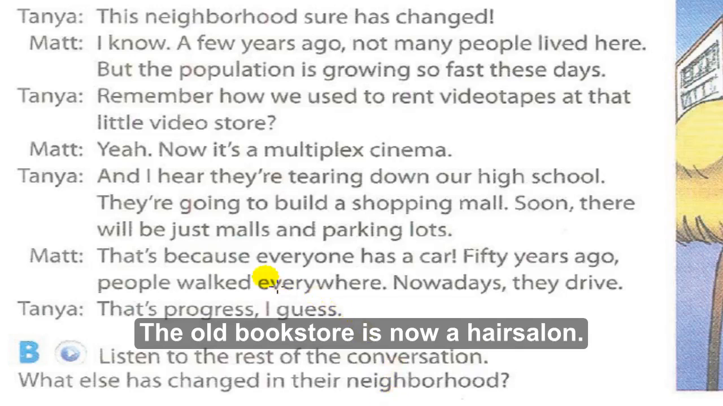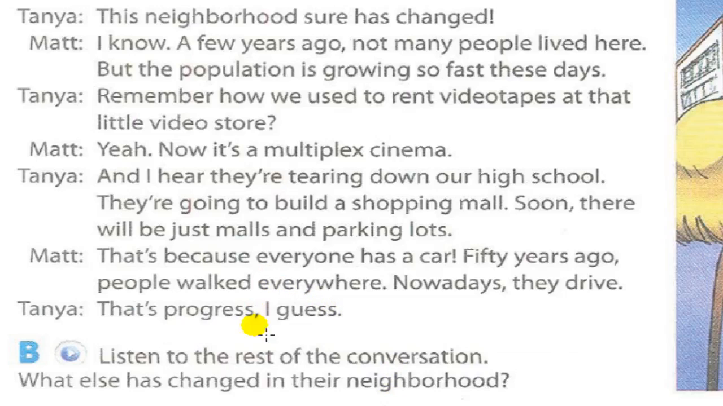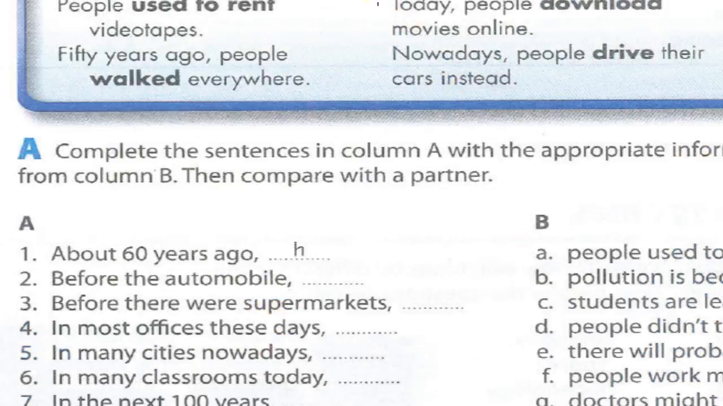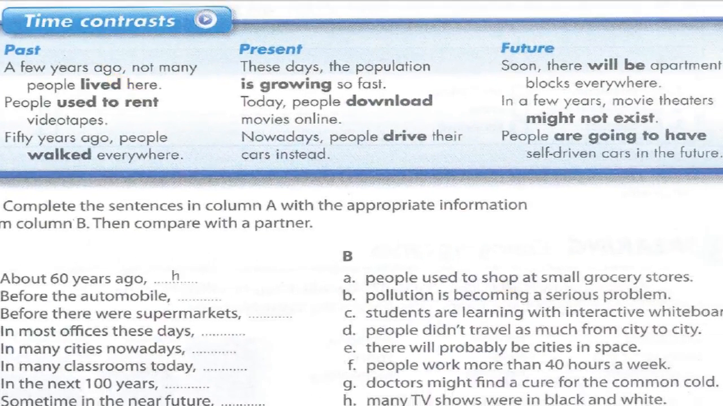What about Matt and Tanya? What are they going to do? They are going to eat in a Thai restaurant next to the hair salon. Thai restaurant: a restaurant that offers Thai food and Thai meals. Exercise 3, time contrast. Let's start to listen.